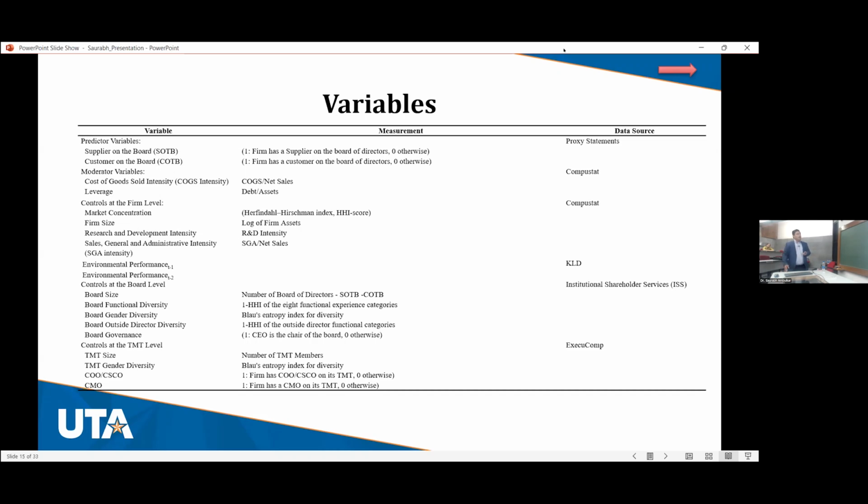And then we also control for factors at the board level, board size, different kinds of diversities that exist, board governance, which looks at whether the CEO is the chair of the board or not. And we also control for factors at the TMT level: size, gender diversity, whether the firm has a COO and a chief supply chain officer or not, whether the firm has a chief marketing officer or not, right? Because we would assume that they may take a substituting role to a supplier on the board and customer on the board as well. So we control for them as well.